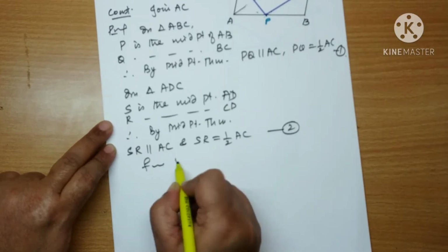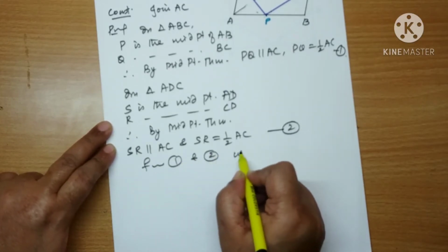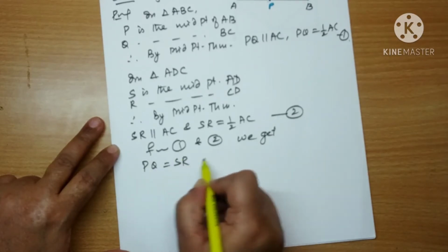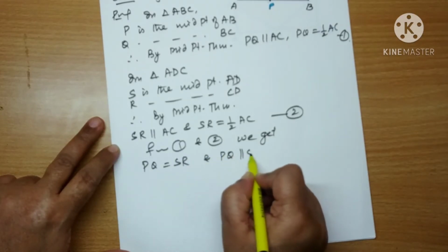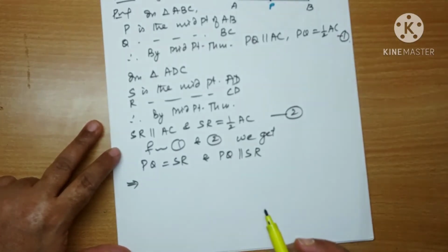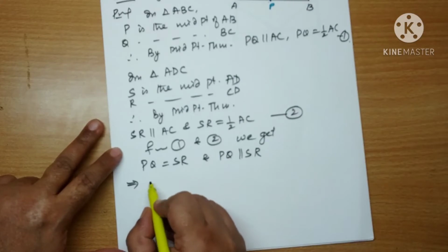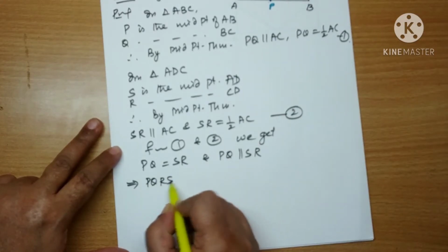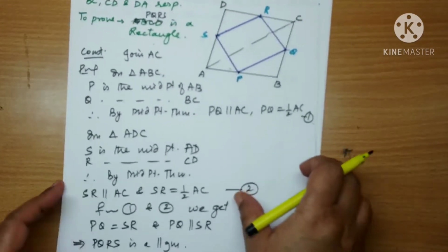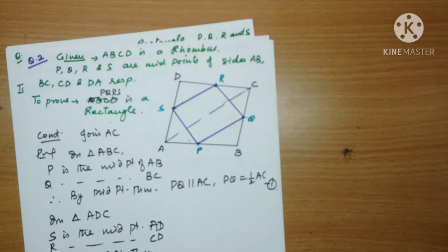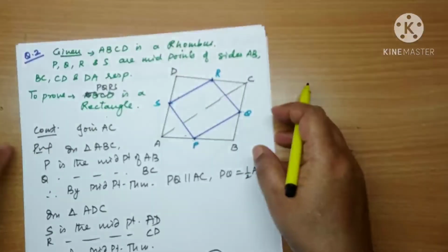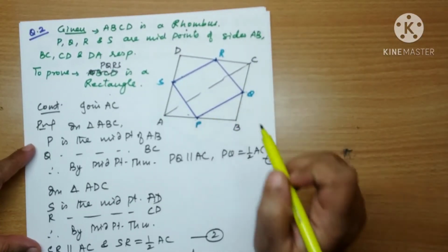From 1 and 2, we get PQ is equal to SR and PQ is parallel to SR. This implies, now in a quadrilateral, if one set of opposite sides is equal and parallel, we get a parallelogram. This implies PQRS is a parallelogram. Now children, we got PQRS a parallelogram. Now I need to prove PQRS is a rectangle. In order to prove PQRS a rectangle, I need to prove one of the angles as a right angle.